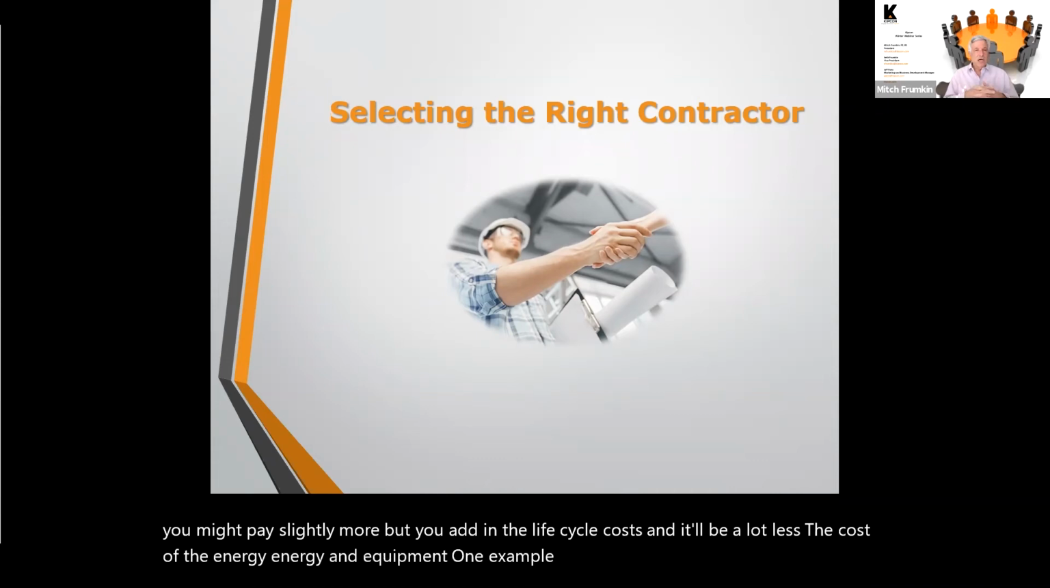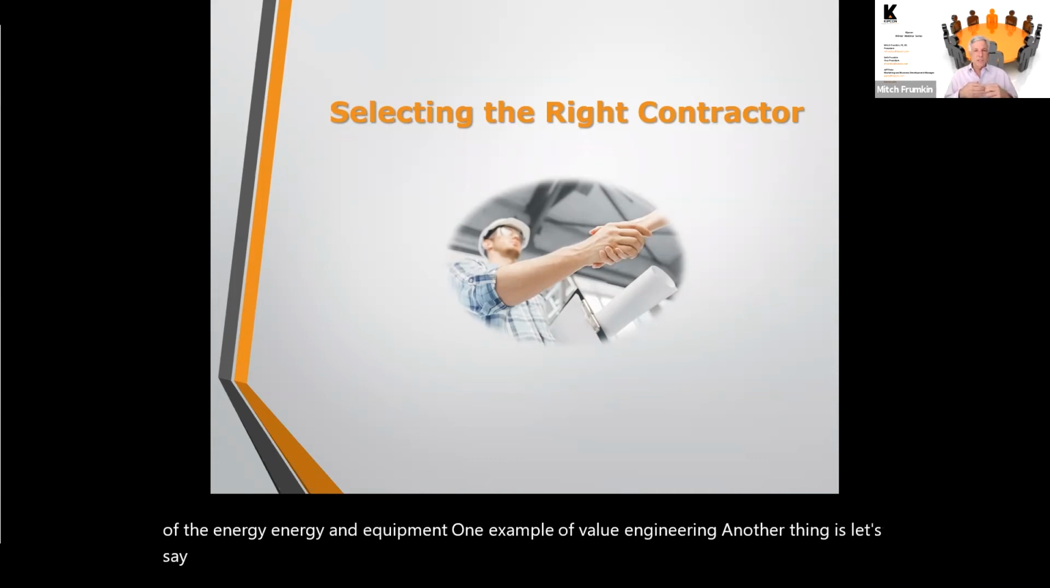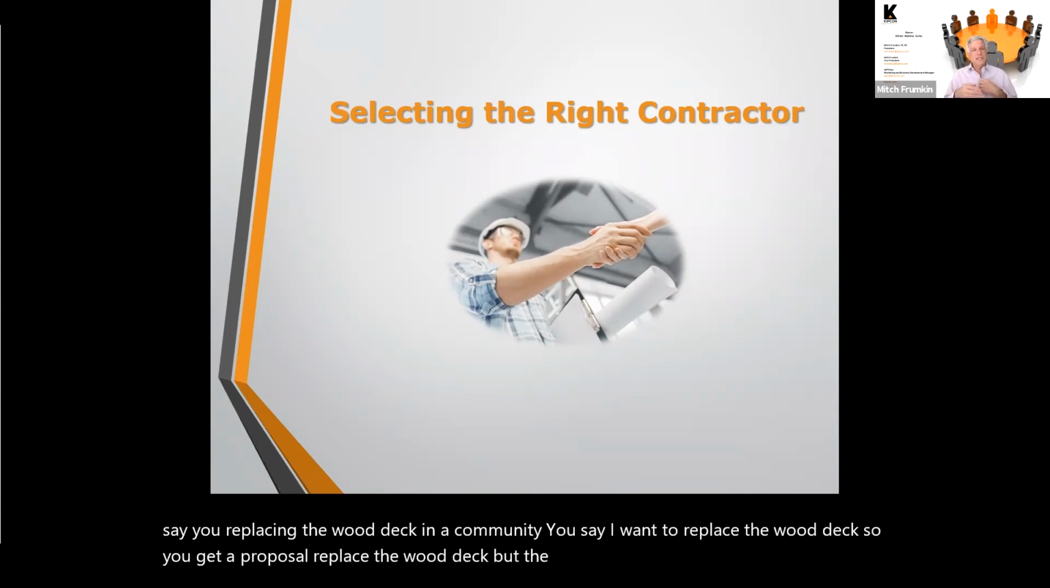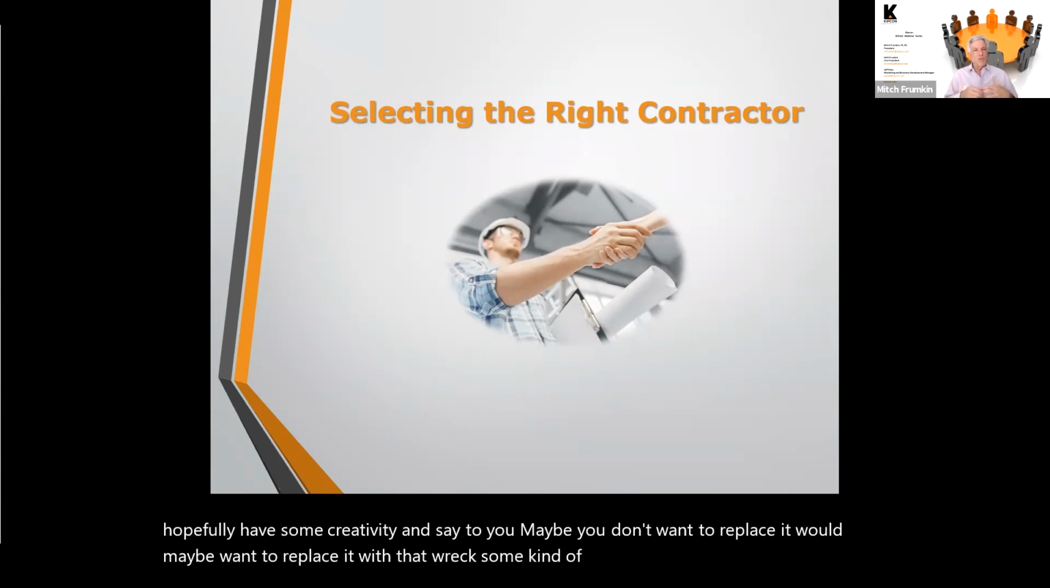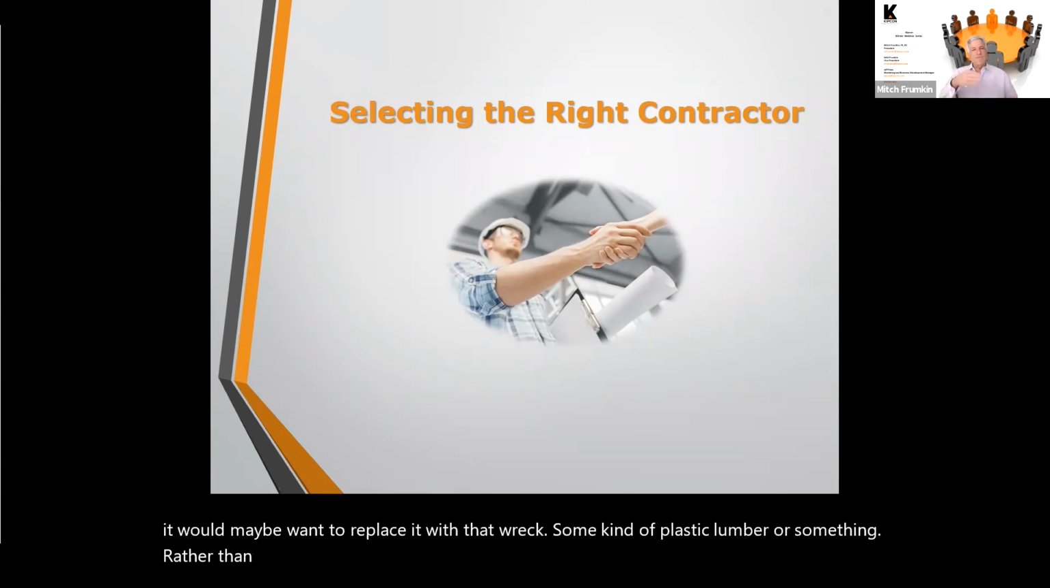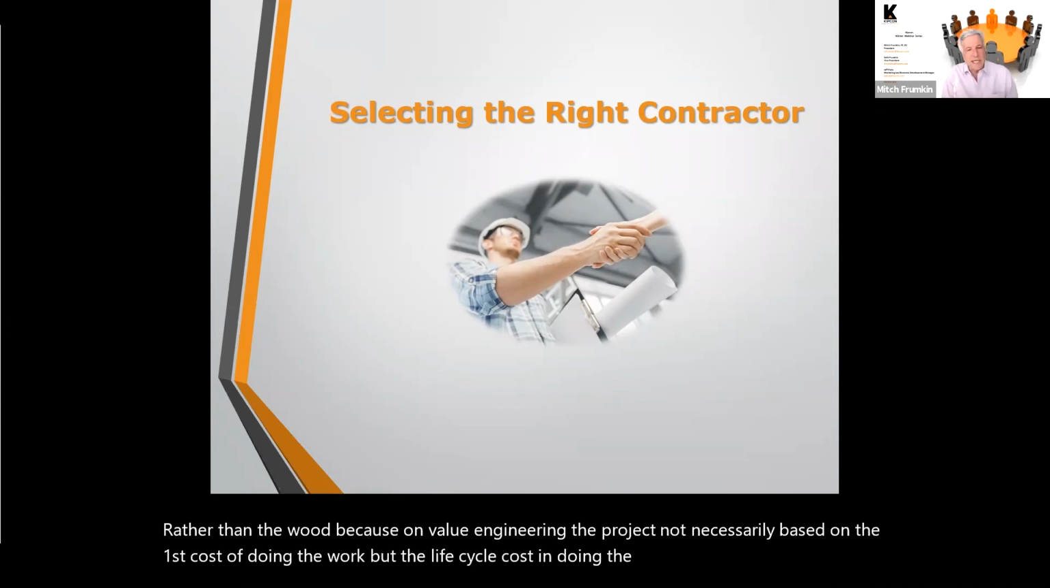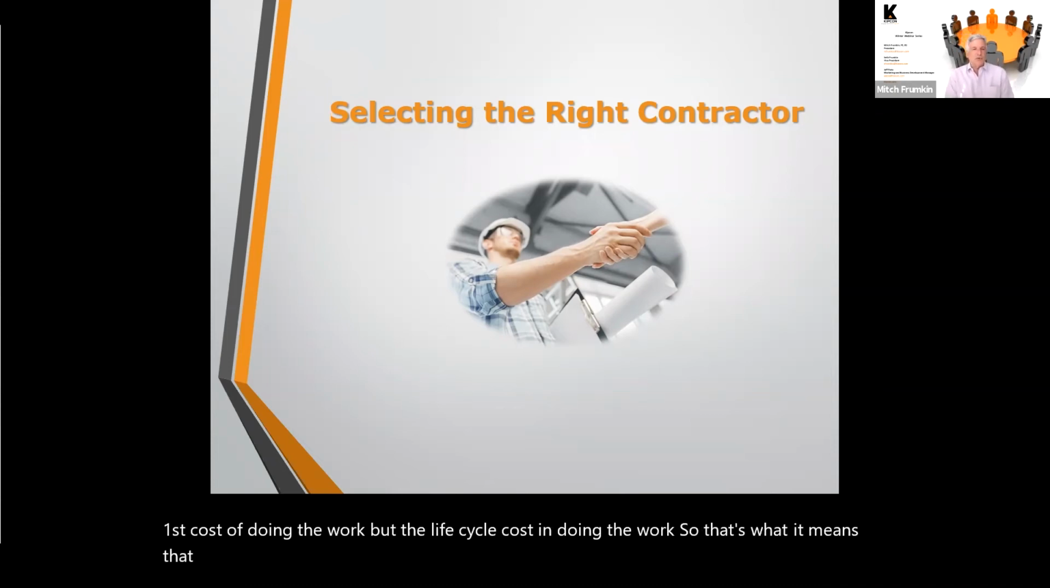Another example: let's say you're replacing a wood deck in a community. You get a proposal to replace the wood deck, but the engineer may have some creativity, or hopefully has some creativity, and says, maybe you don't want to replace it with wood. Maybe you want to replace it with Trex, some kind of plastic lumber, because I'm value engineering the project not based on the first cost of doing the work, but on the life cycle cost of doing the work. That's what it means, and some engineers don't take value engineering into account.